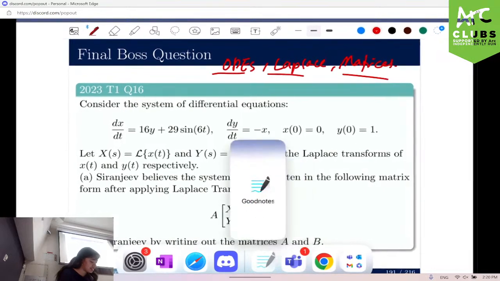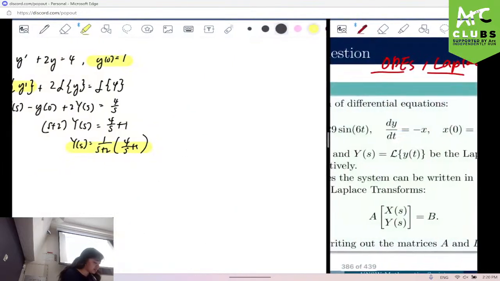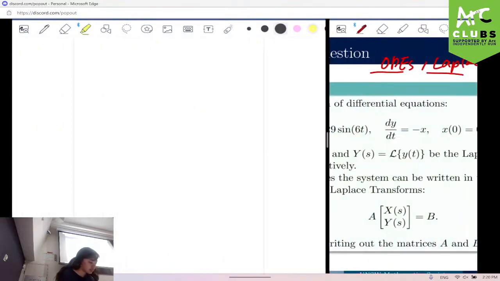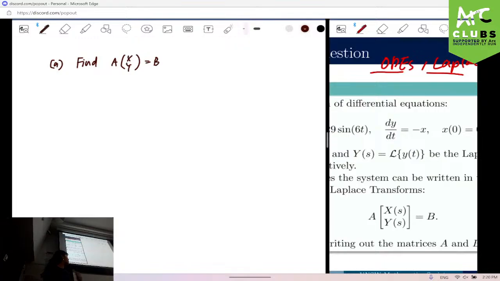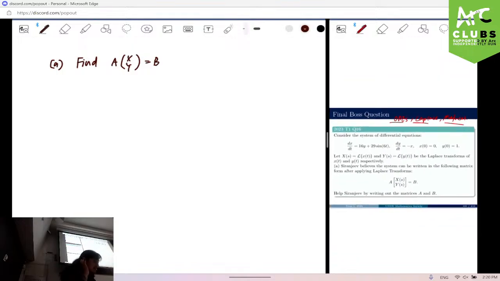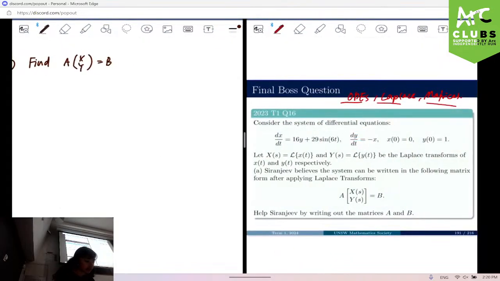Okay. Let's go to the next page. So we have to find A times (X, Y) equals B. Also, guys, if you feel lost at any time as I'm explaining, feel free to ask any question, or if you want me to repeat anything or simplify what I'm saying, just say it out. It's fine. Okay.